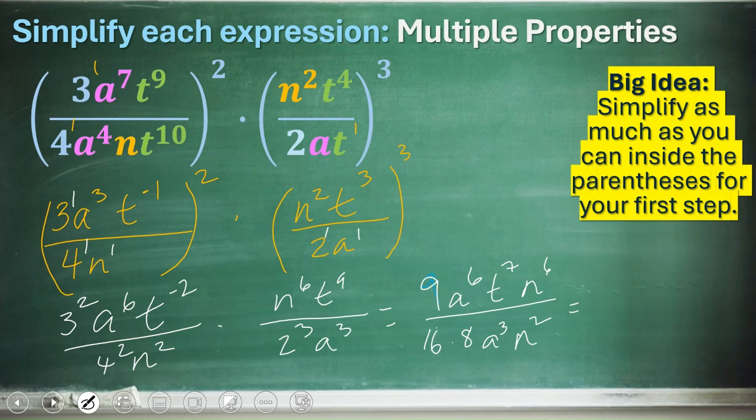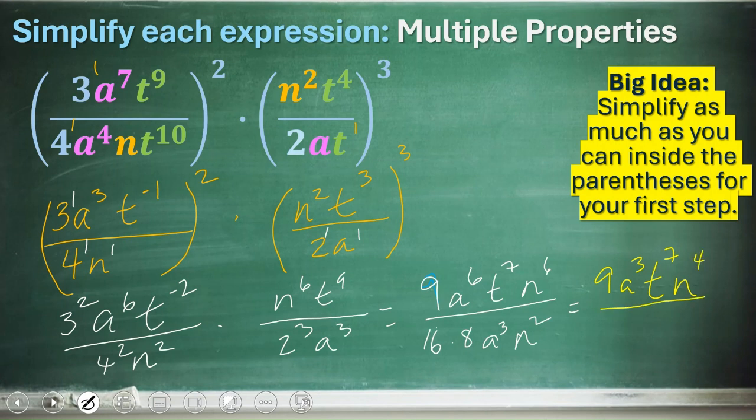So we are going to combine our common variables. So in the numerator, we still have 9. We have a to the 6th divided by a cubed. Remember, this is the quotient of a product property. We subtract those exponents and get a to the 3rd. I do not see a t in the denominator, so t is on its own, so it stays t to the 7th. And then we have n to the 6th divided by n squared, which gives us n to the 4th. We're just subtracting those.